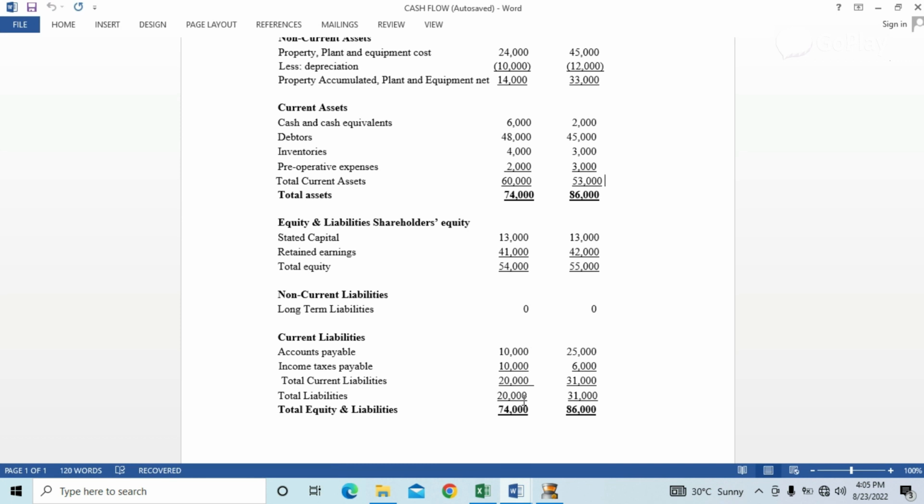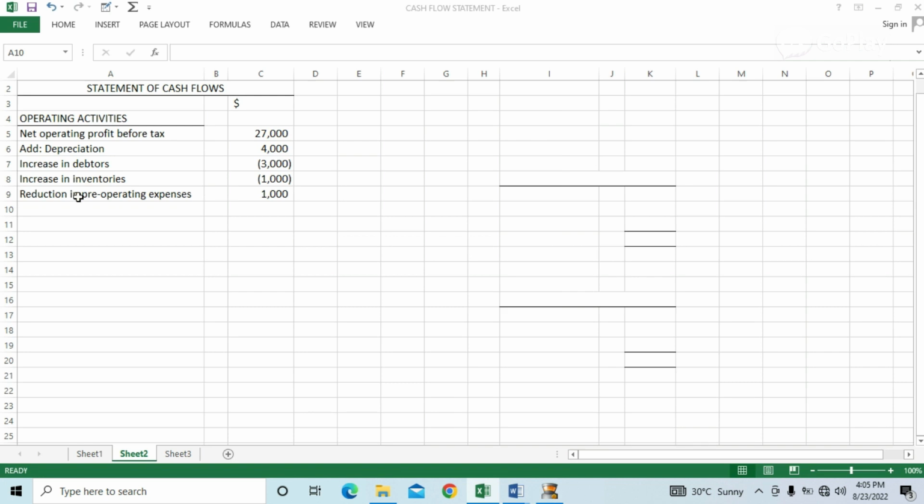So we have reduction in accounts payable.